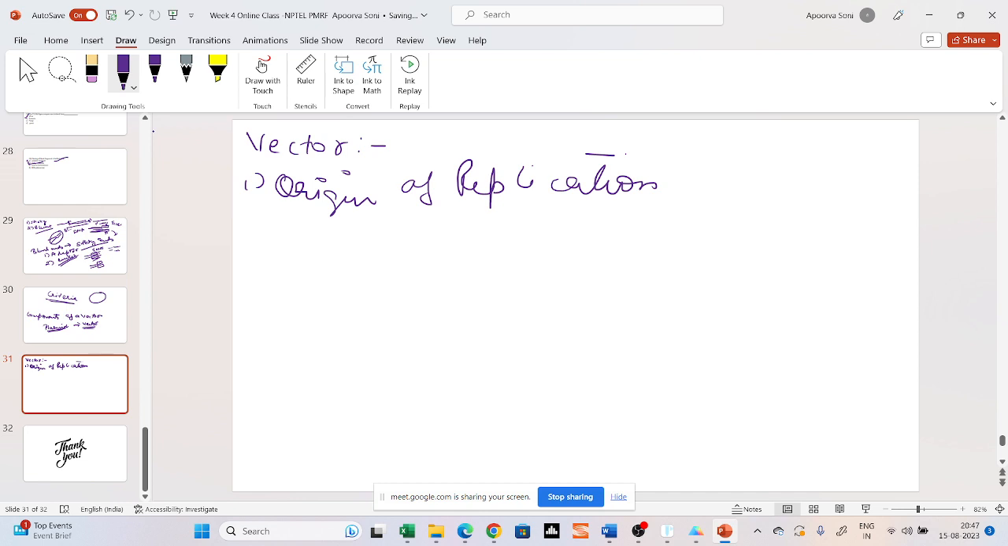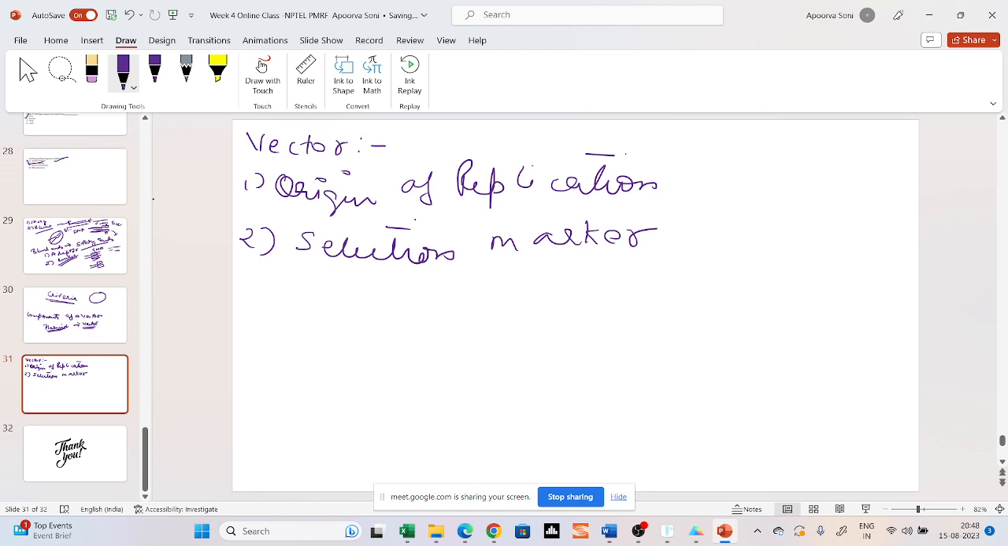So that means that any vector, whether it should replicate more or less, that is a different thing. But at least that vector should be able to replicate inside the host cell. So the basic requirement for making a vector is that it should have an origin of replication. Second, it should have a selection marker. That means there should be some phenotypic changes on the basis of which you can select your cloned vector.